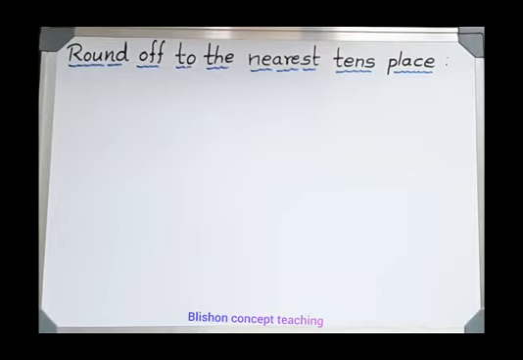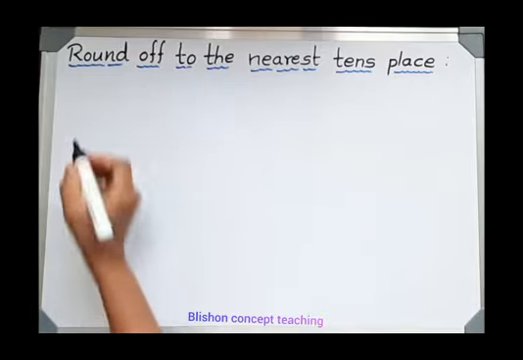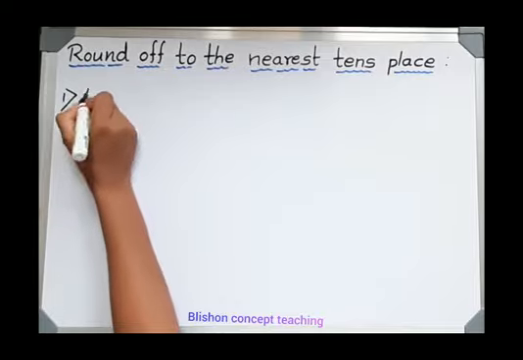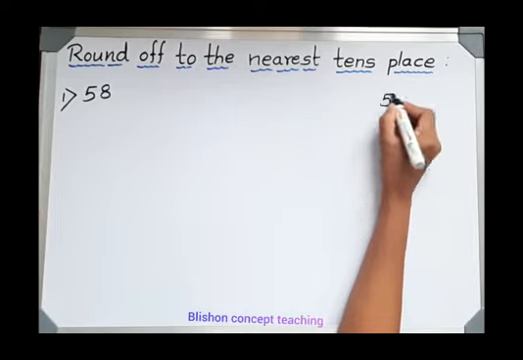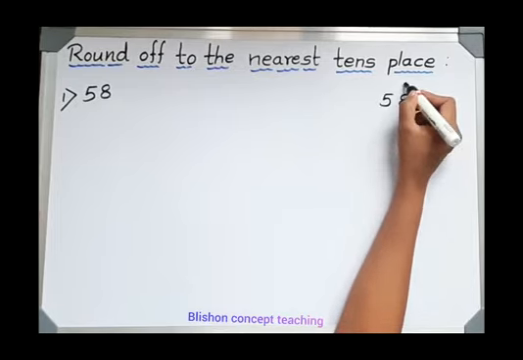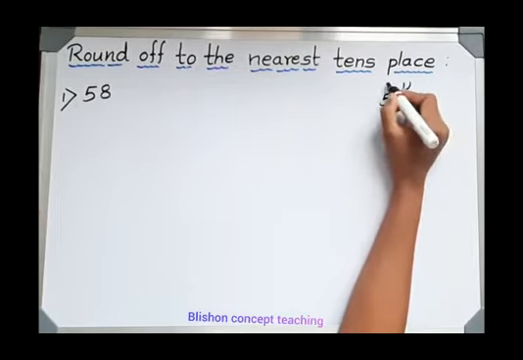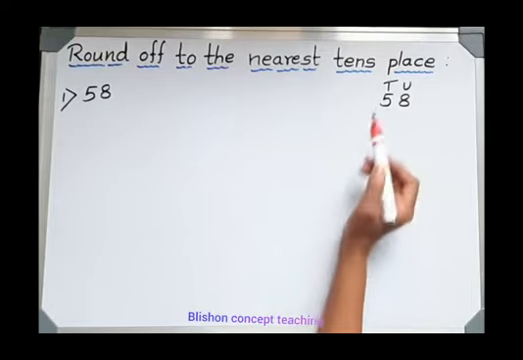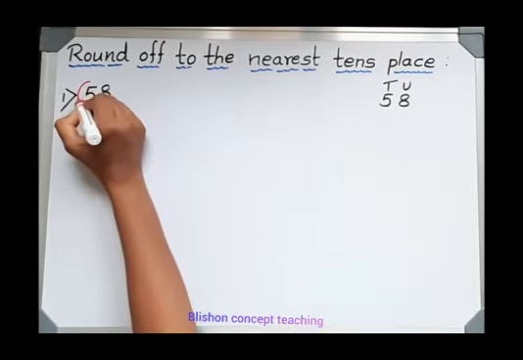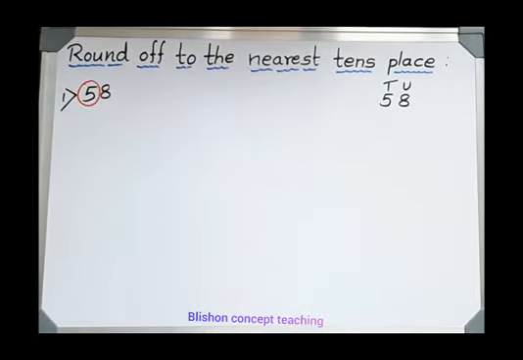In this class, we will learn to round off to the nearest tens place. First one, 58. 8 is in the unit place and 5 is in the tens place. And we have to round off to the tens place. 5 is in the tens place. So I will round up to the tens place.